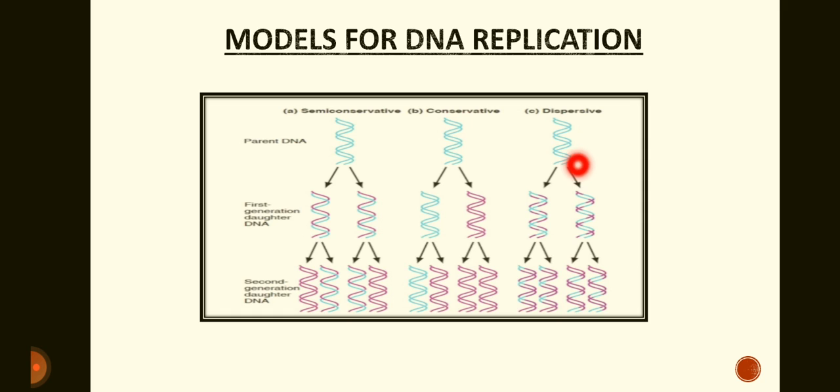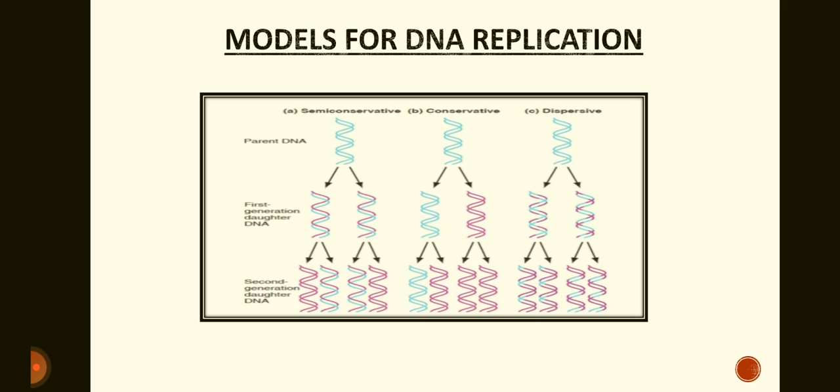And the last is dispersive DNA replication. In this scheme of replication, the two strands of a parental DNA molecule totally disintegrate. Not only do hydrogen bonds between the two strands break and separate the two strands, but phosphodiester linkages between nucleotides of each strand break and individual nucleotides disperse in the medium. That is why it is known as dispersive replication. Here the nucleotides are dispersing in the medium.